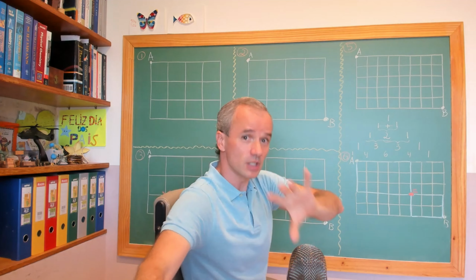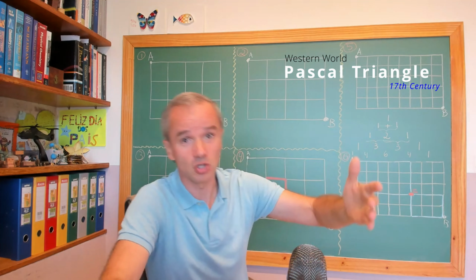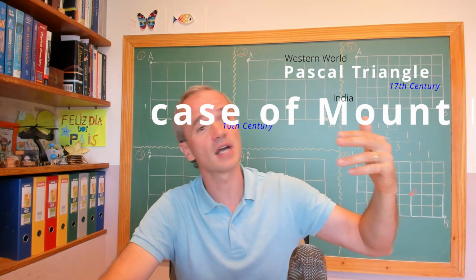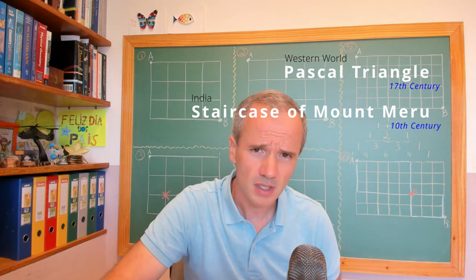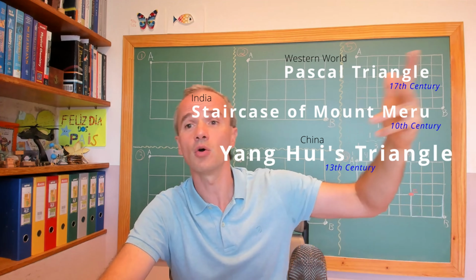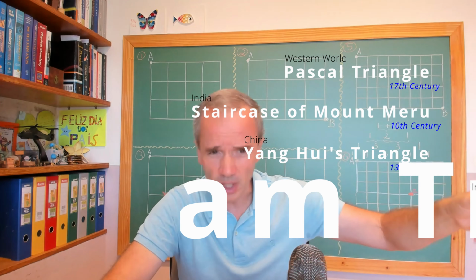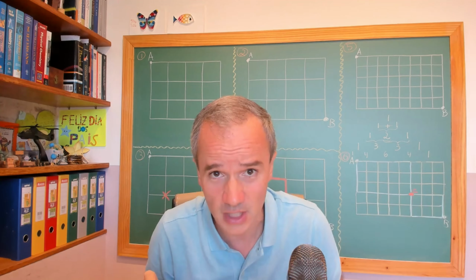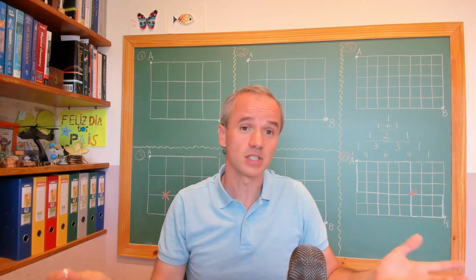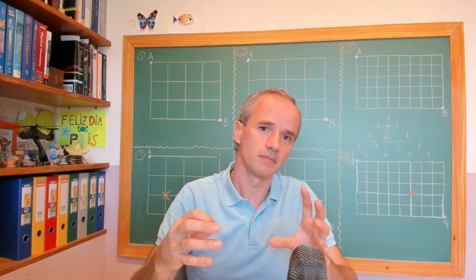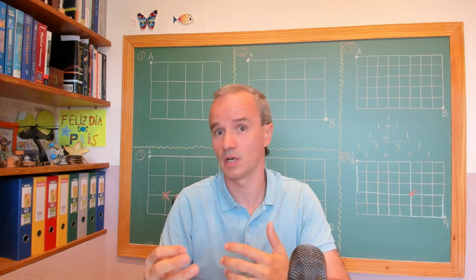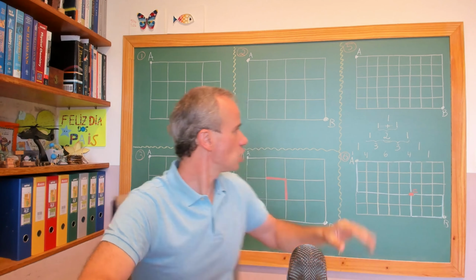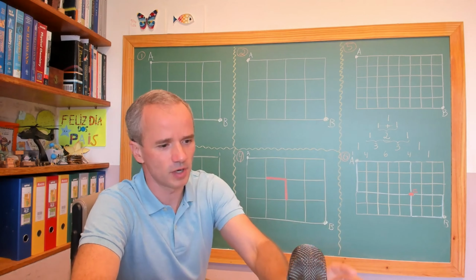Now, let's return to the Pascal triangle as it's known in the Western world. Of course, in India it is called the staircase of Mount Meru. In China it is called Yanghui, and in Iran it is called the Khayyam triangle. You see why so many different names for the same triangle? Easy. For each country, some mathematicians passed it along through time and developed it a little bit further. Blaise Pascal was the last one. So I'm going to call it the Pascal triangle, if you excuse me.